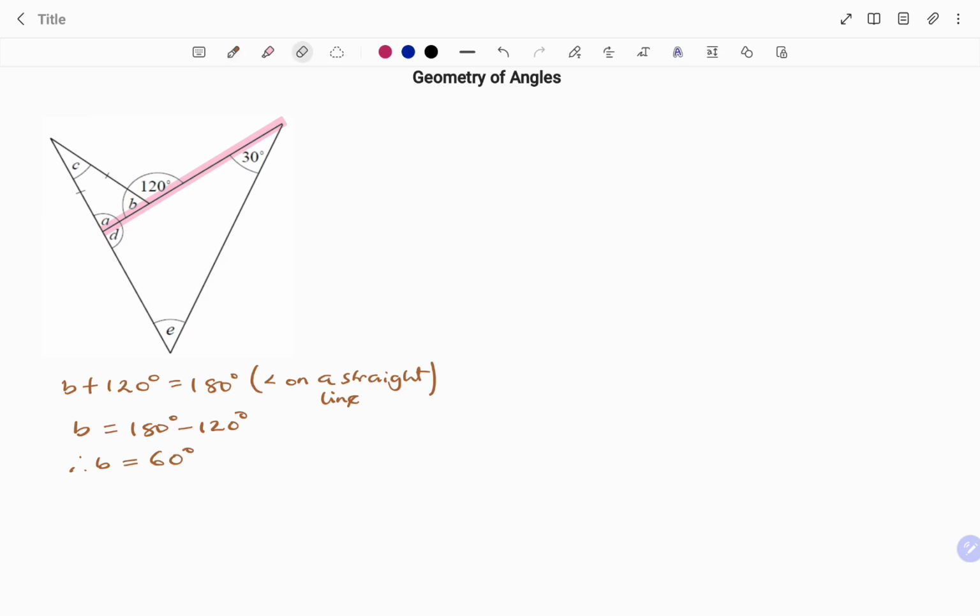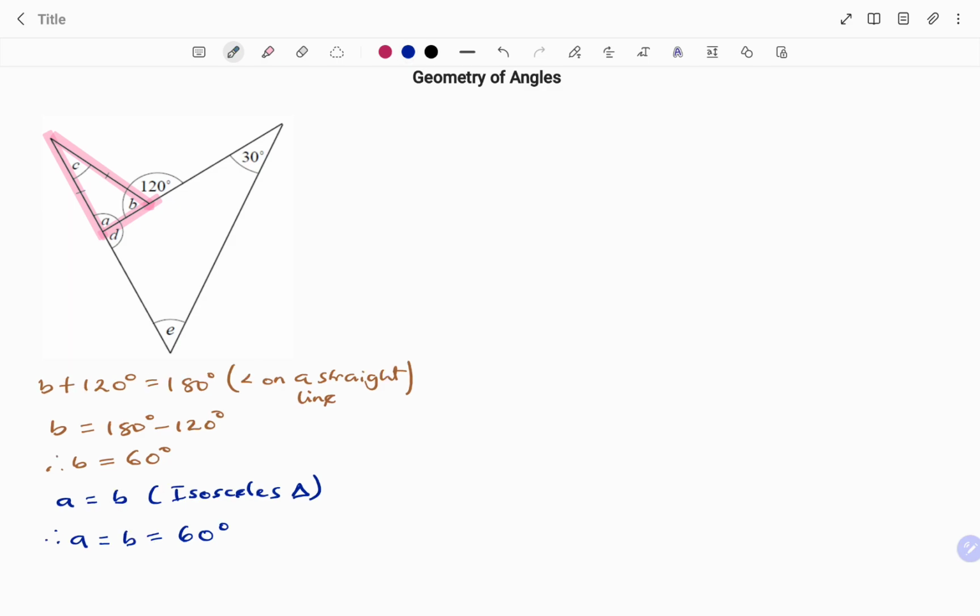Now, if you look at the triangle CAB as shown, that's an isosceles triangle. Therefore, I have angle A equal to angle B. And the reason being, the base angles of an isosceles triangle are equal. So therefore, we already found the value of our B to be 60. So therefore, the value of A equals the value of B, which is equal to 60 degrees.